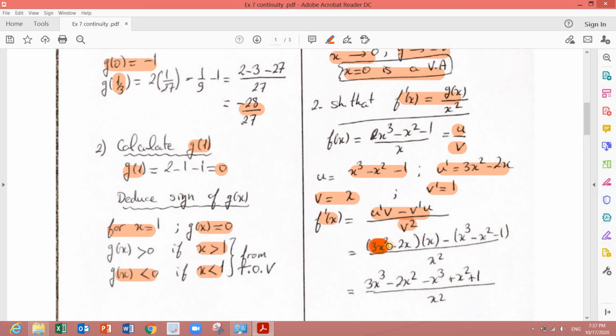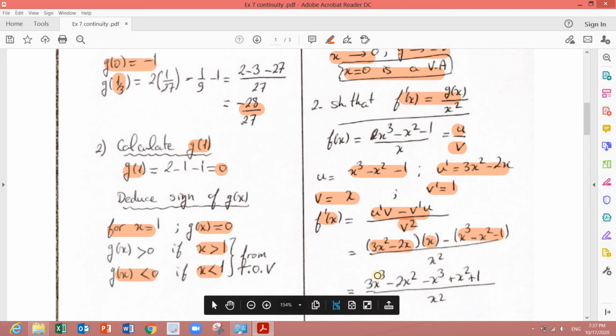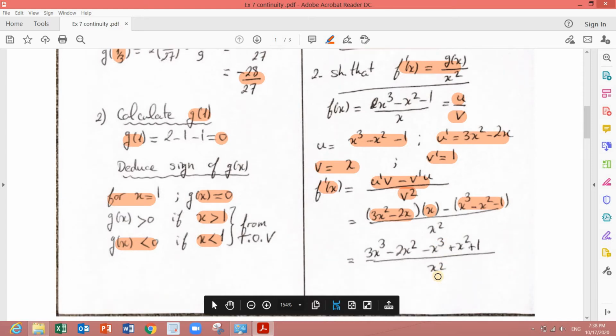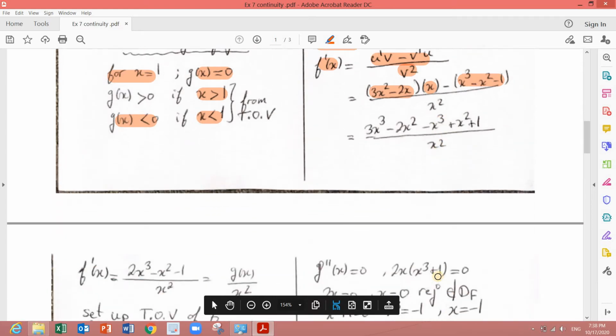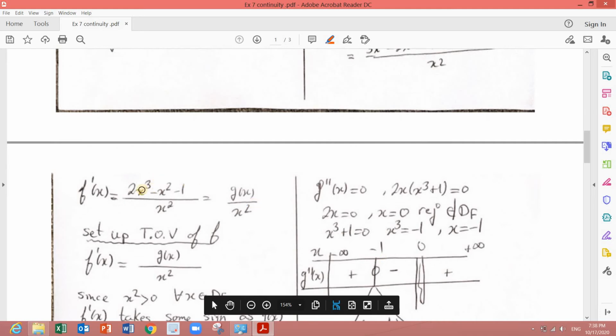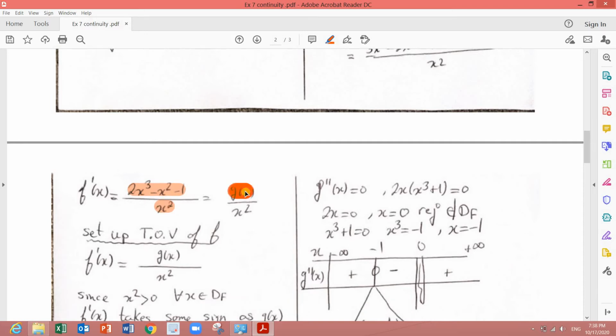u prime is 3x squared minus 2x, times v, which is x, minus v prime, which is 1, times u, x cubed minus x squared minus 1. We expand: 3x cubed minus 2x squared minus x cubed plus x squared plus 1 over x squared. So f prime x equals 2x cubed minus x squared minus 1 over x squared. So it is equal to g x over x squared.